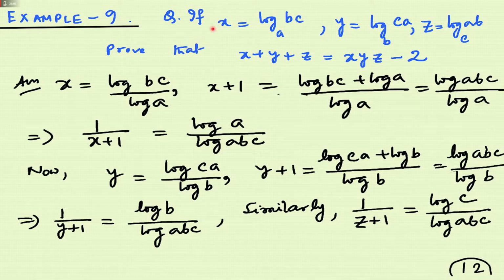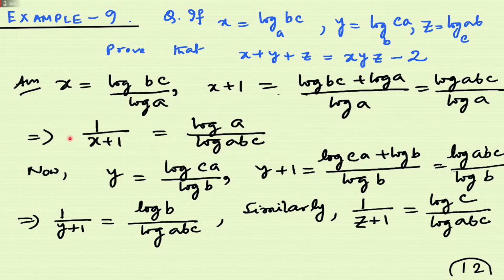Now to solve this, you have to start the problem from here, that means the given part. Your x is log bc by log a, and you can find x plus 1 as log bc plus log a by log a. That means after adding 1 on both sides and taking LCM, you will have this, and this will give you log abc by log a. So x plus 1 is log abc by log a.